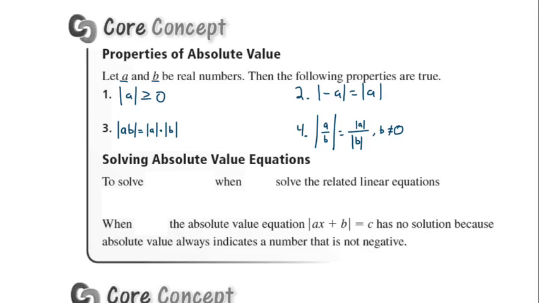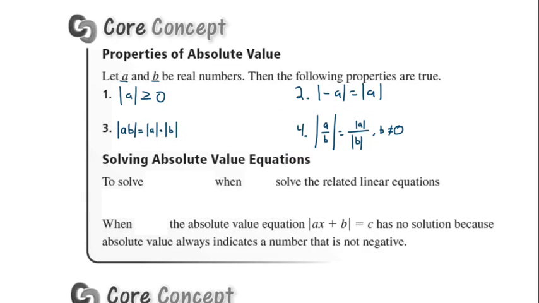The absolute value of something is always bigger than 0. That's this first one. The absolute value of something always equals the absolute value of its opposite if it's negative. If I'm multiplying two absolute values, it's the same thing as if I multiply two independent absolute values of the same number. And then the same thing is true with the dividing.